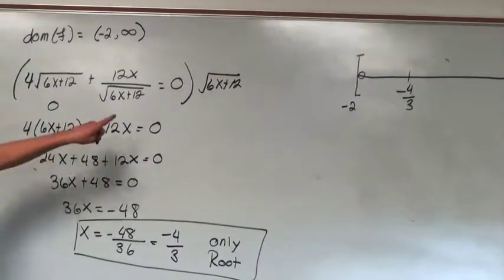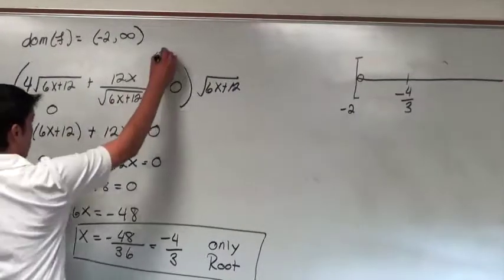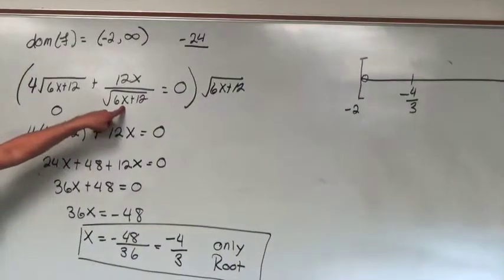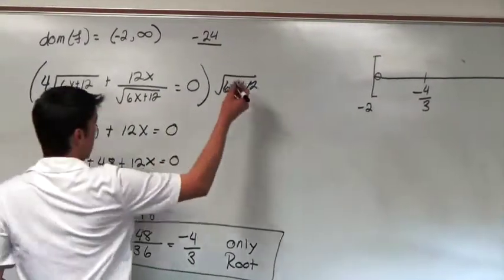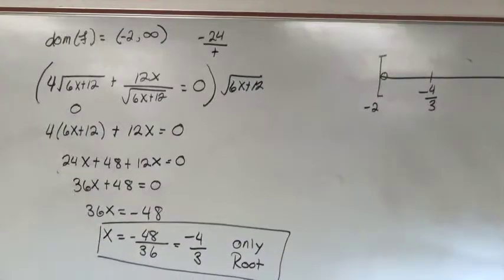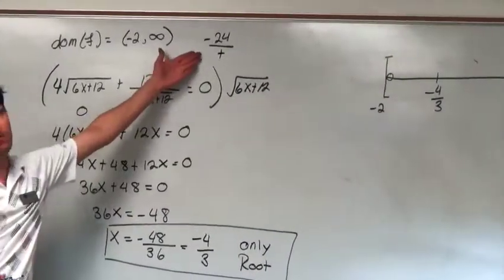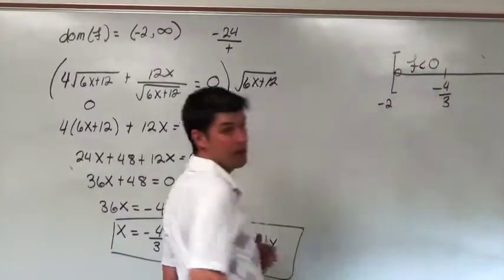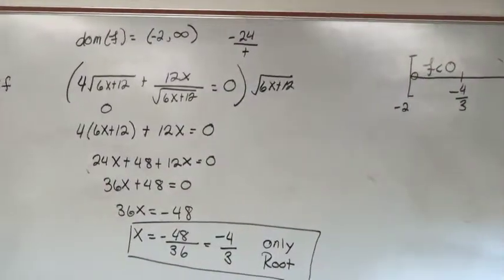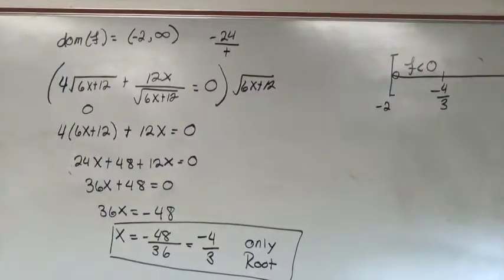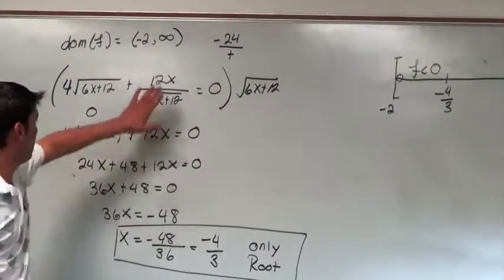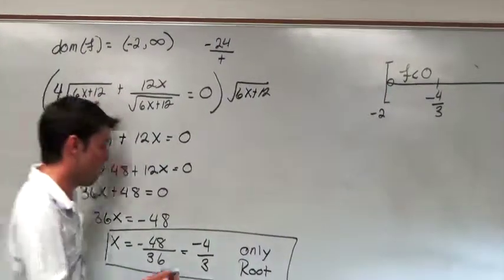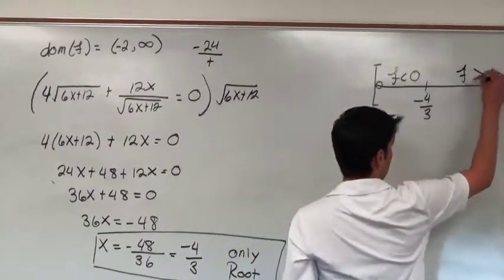If x is really close to negative 2, this numerator is really close to negative 24, and we would have a denominator that's positive but very, very close to 0. So we see that something close to 0 plus something extremely negative will be negative. If you don't like this argument, just stick it into a calculator. If x is bigger than negative 4/3, I use 0. If x is 0, this whole term is gone. If x is 0, we get 4 times the square root of 12, which is some positive number.